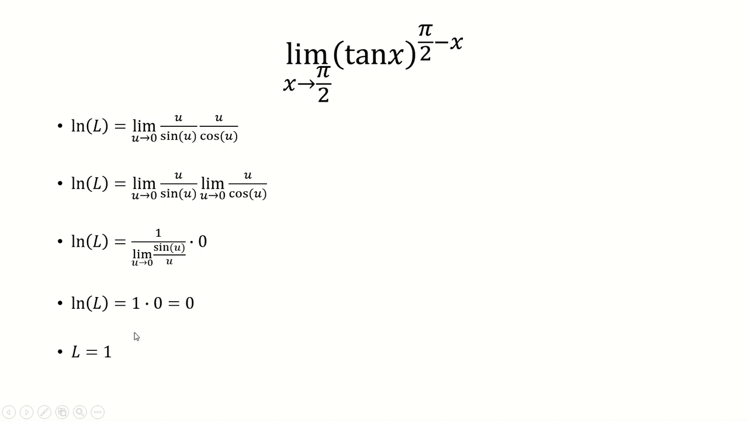So therefore, the limit natural log L is 0. We take e to both sides, and we get L is equal to 1. And so that's going to be the limit as x approaches pi over 2 of tangent x raised to the pi over 2 minus x power.